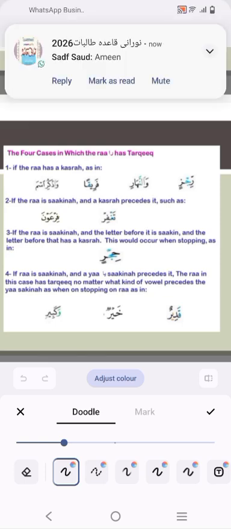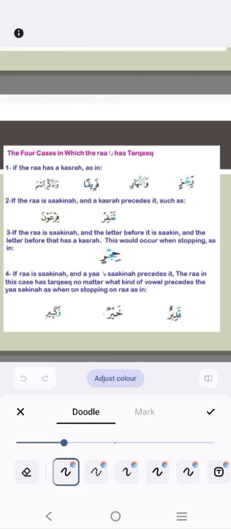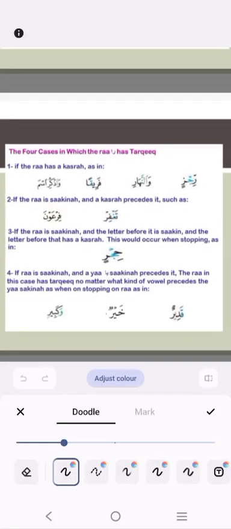It is bearing double kasra, kasratain, so we will read ra light. And if we stop at this ra, in that case also we read ra light, because we are making ra sakin when stopping, jim is sakin, and the letter before it, ha, is having kasra. Hijr, hijr, like that.